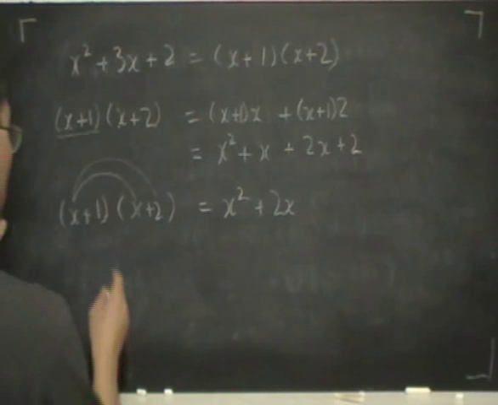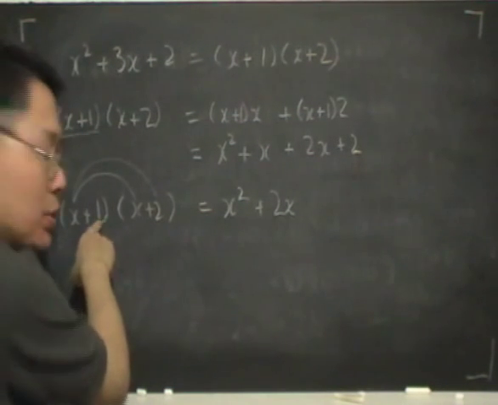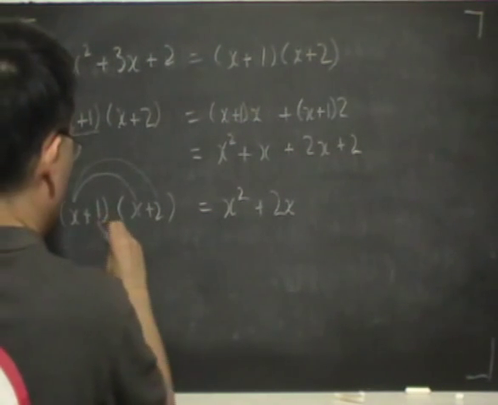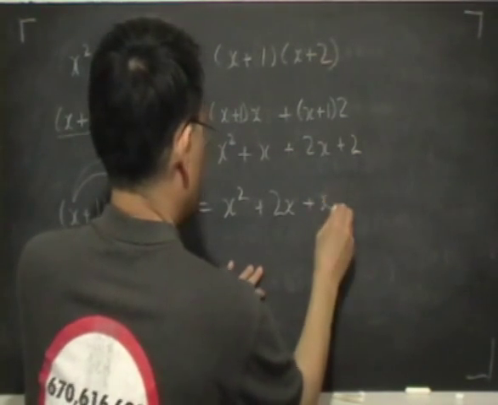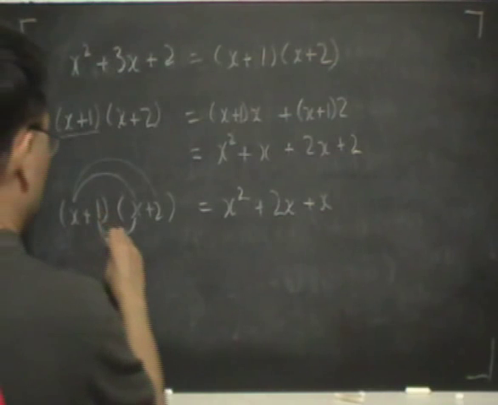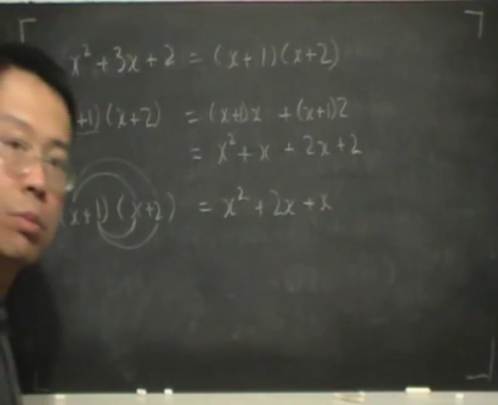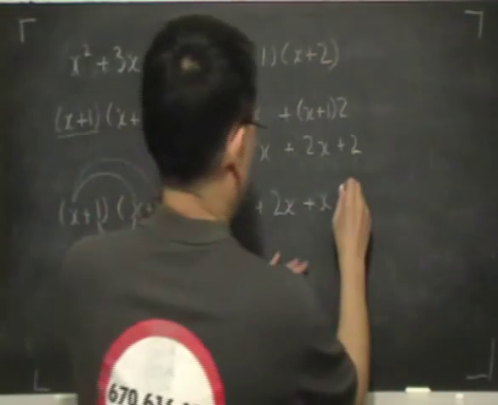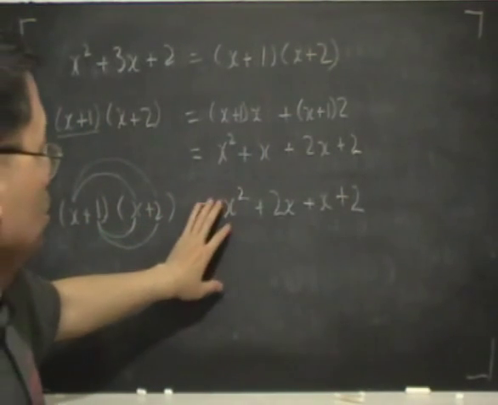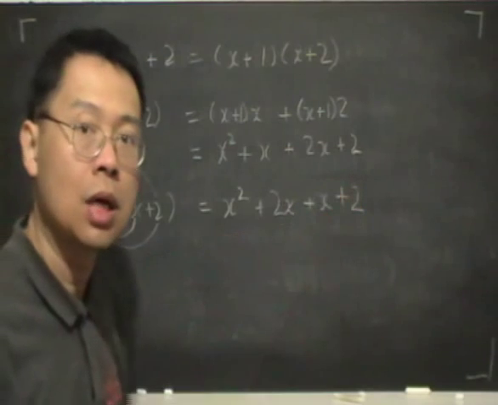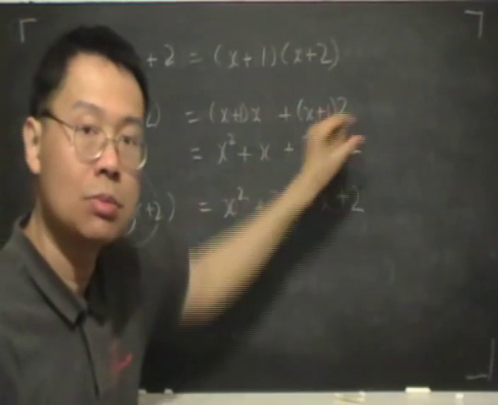And then I multiply the next term in the first bracket, 1, by x in the other bracket to get x, and I multiply 1 by 2. Now notice that the terms here are exactly the same as the terms there.